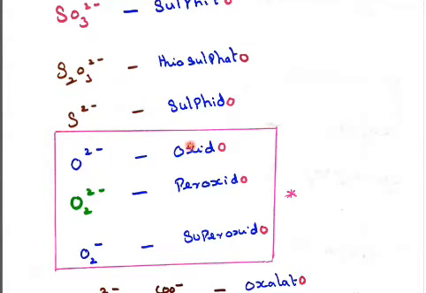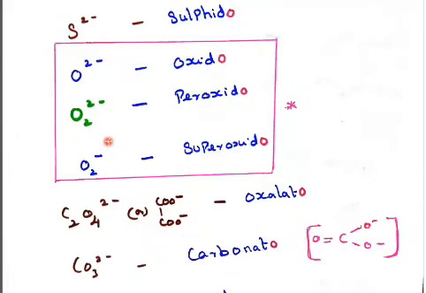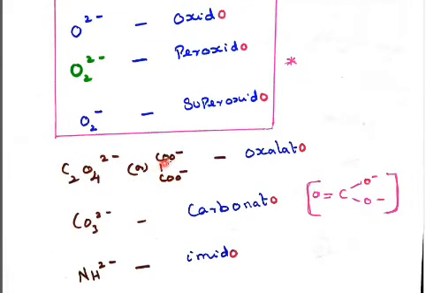O2 minus is called oxide. It's called oxido. Peroxide, O2 2 minus, peroxide. It is called peroxido. O2 only minus is called superoxido. Superoxido. Peroxide, peroxido. Oxide, oxido. Next, oxalato: COO minus COO minus, C2O4 2 minus. It is called oxalate ion.